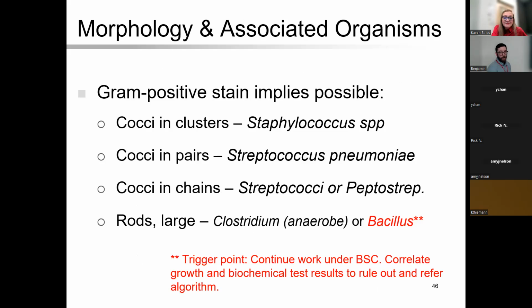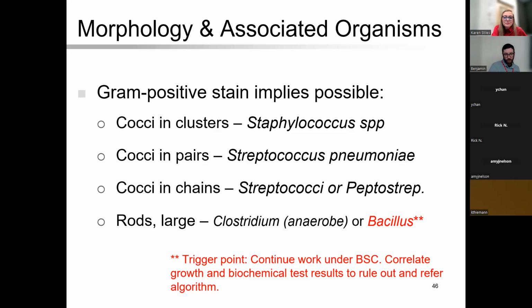So, common morphologies and their associated organisms. Gram-positive cocci in clusters, this is mostly going to lead the physician to think Staphylococcus. Cocci in pairs, Strep pneumo classically, those elongated cocci in pairs, and they can be encapsulated as well. Take a look at that. And then cocci in chains is your streptococci, peptostrep.